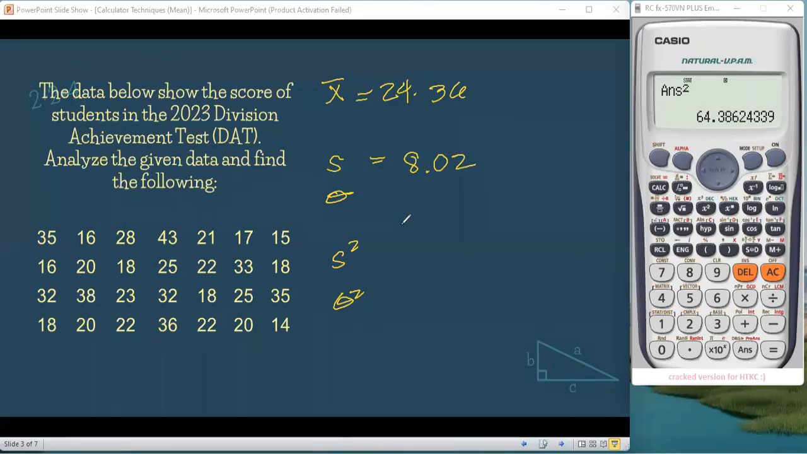8.02. So, that's approximately 64.39. So, paano naman po kapag ang hinahanap sa atin is the population standard deviation?